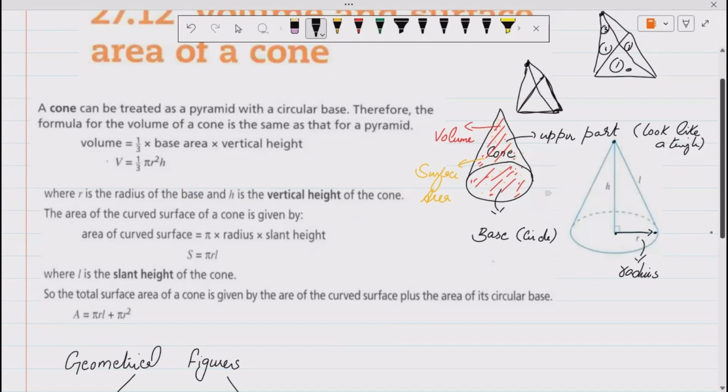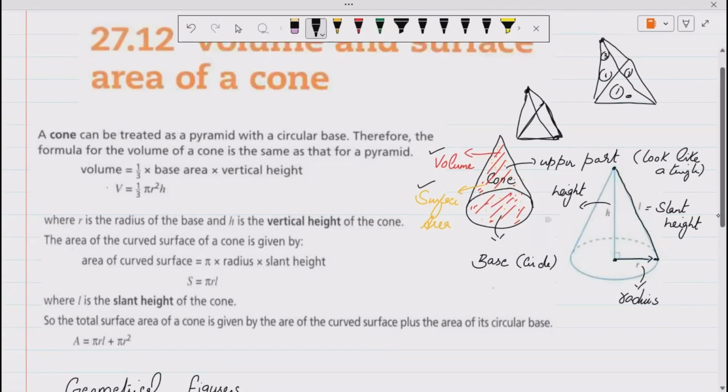Okay, this line from the top to the base is our height, right? And this sloping line to the base is called the slant height. Slant height. So a cone has these 3 parameters, and the volume and surface area formulas are made up from these 3 parameters. So let's see what the formulas are.